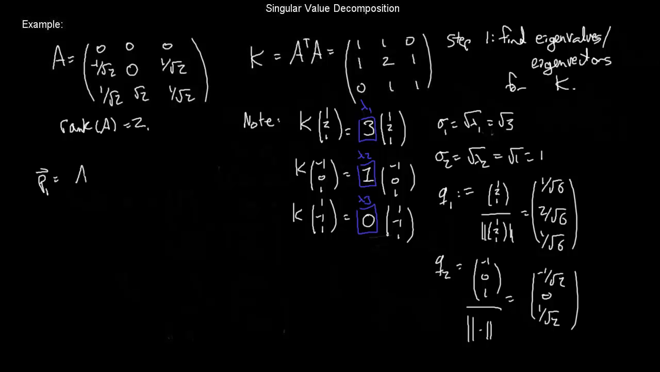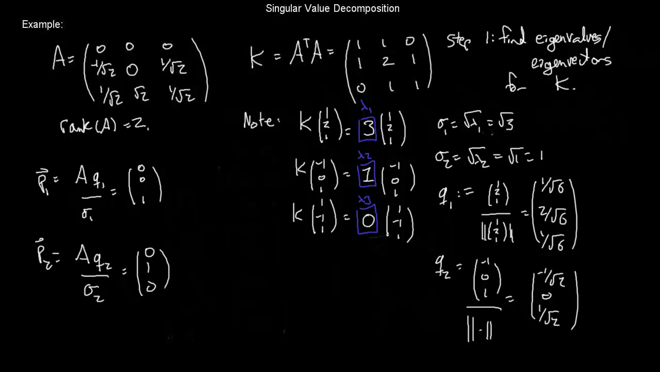And now you can compute, so those are going to be the rows for Q transpose, and now to get P, you just have to take A times Q1 divided by sigma 1. If you multiply that out, you'll find it's nice, it's 0, 0, 1. For P2, it's A times Q2 divided by sigma 2. Multiply that out, it's also nice, 0, 1, 0.